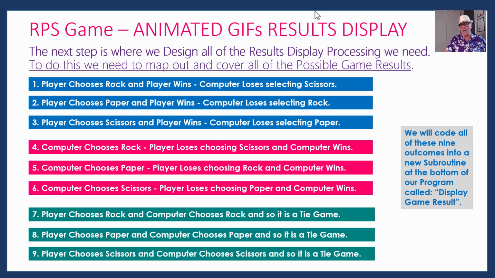Now we'll code all of these 9 outcomes into a new subroutine at the very bottom of the program. So we're making a new subroutine, display the game result. Okay, so we've checked for winners, we know what the result is. Now we just want to make sure the right animated GIF gets displayed. Or if it's a tie game, we don't want to display animated GIFs. It's boring. We just want the normal boring pictures there that don't flash colors.